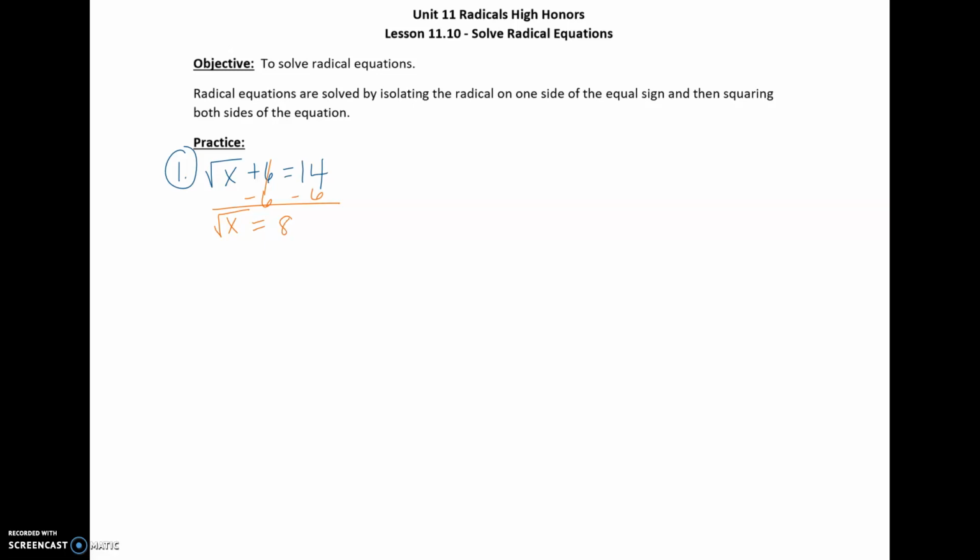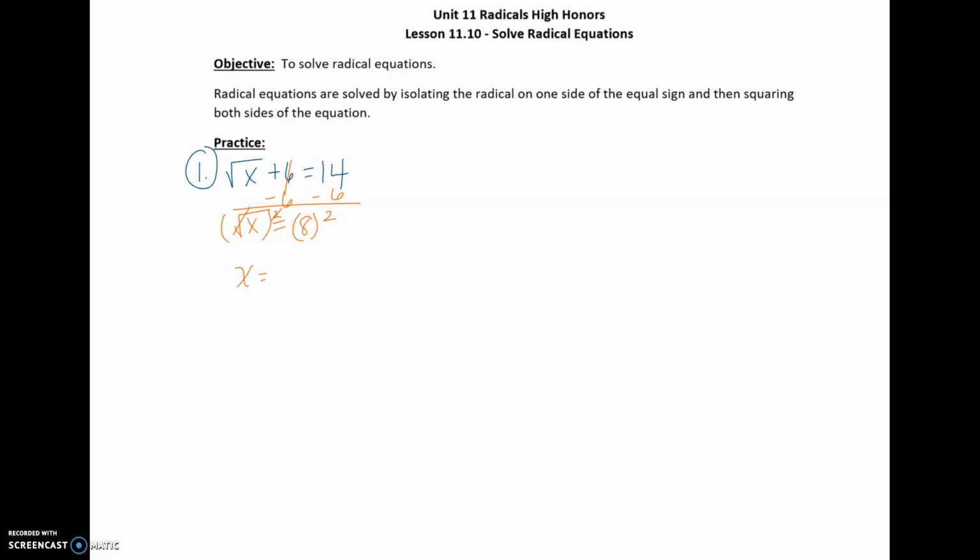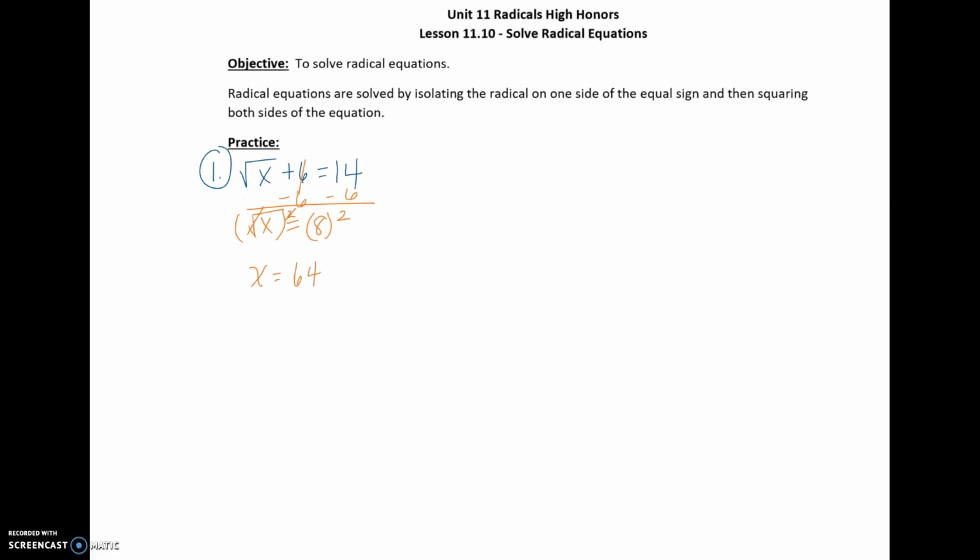So to undo a radical, that is the square root in this case, you square it. When you square a square root, it makes the radical go away. It's the same as saying turning this into x to the 2 over 2 power. But really, essentially, when you square a square root, it goes away. If you had a cube root and you cube it, you're taking it away and you have just the variable. So you end up with x equals 64 because 8 squared is 64. If you plug that back in, the square root of 64 is 8. 8 plus 6 is 14, so it works.